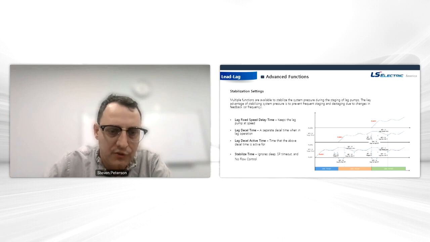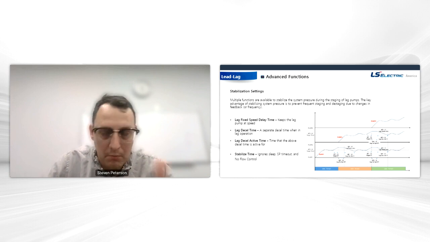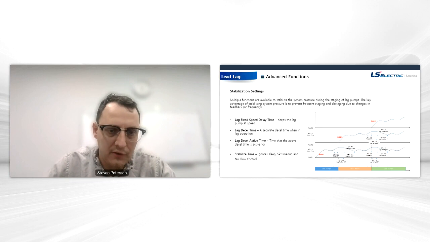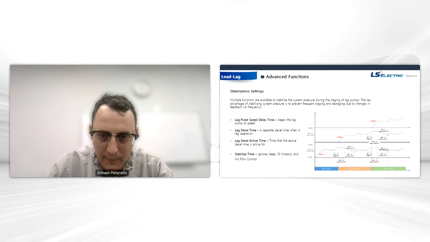And then we also have a stabilization time. And what this does is this actually ignores sleep. So what sleep is, if you ever meet demand, you could shut the drive off and go to sleep until it's told to wake up. So stabilization time ignores sleep. It ignores a set point timeout, so if you can't maintain your set point. And it also ignores no flow control. So some of those conditions could put the drive to sleep. It could stop it. So the stabilization time ignores that stuff and says keep running until you hit your determined time that you program in there.